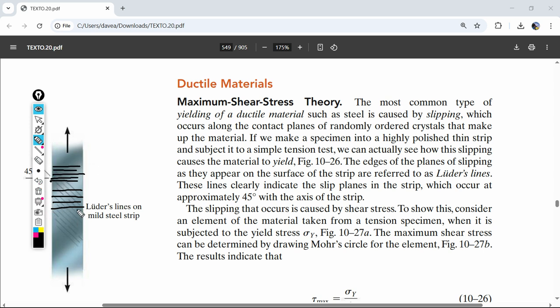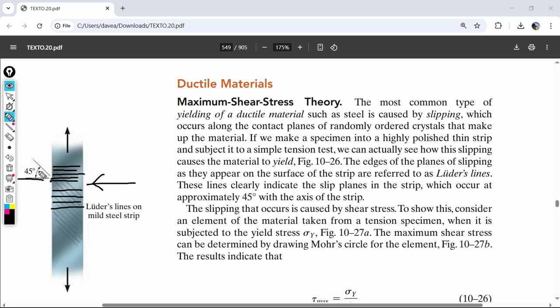But the appearance of these lines is showing the diameter. This width goes in, but it's because these lines are slipping across each other like that. All right, sweet. So we actually see how the slipping causes the material to yield.